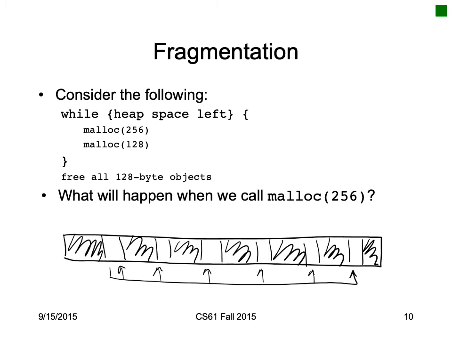Okay, and now when I say we free all the 128, that means we're going to free all these pieces here. And the problem is that when I now ask you for 256 bytes of memory, you've got way more than 256 bytes available, but it's not arranged in a way that you can actually access it. Okay, and this is a problem. And this problem is what we call fragmentation.